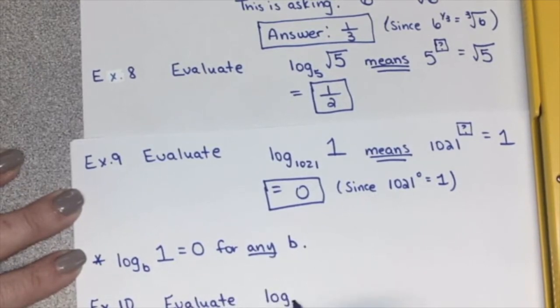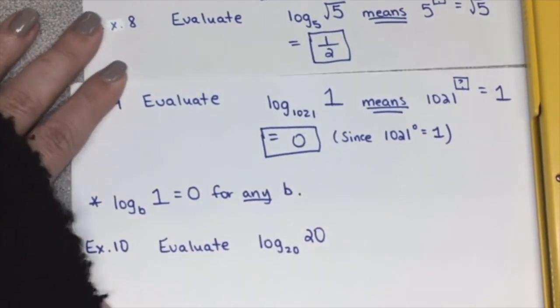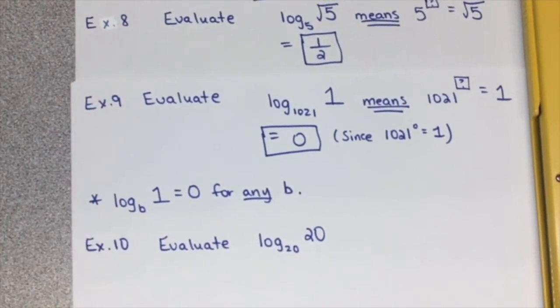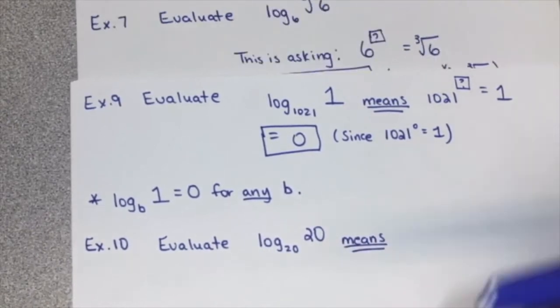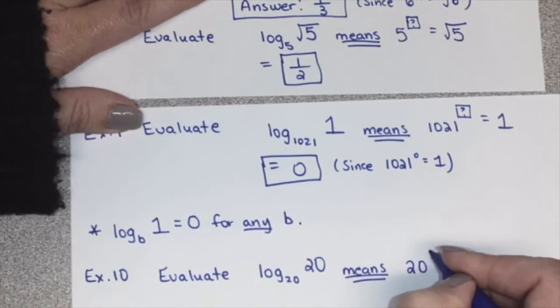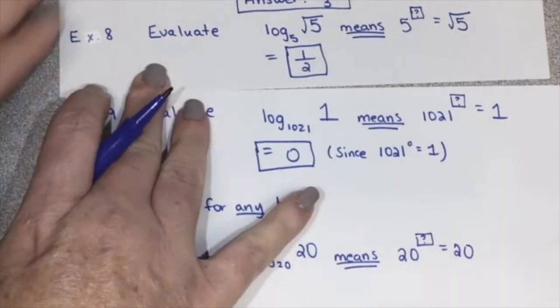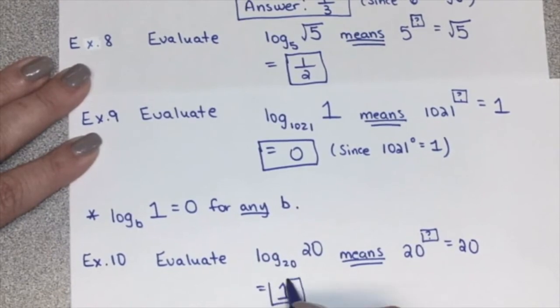So here's a demonstration of the next rule I want you to know. Okay, so what do you notice about this log? What do you notice about the two numbers I'm asking you about? The base and the other number are the same as each other. Okay, so let's talk about what this is asking. So this means 20 raised to the what power gives me an answer of 20. Okay, so what power always gives you back itself? 1. So this would be 1, and that is since 20 to the first power equals 20.